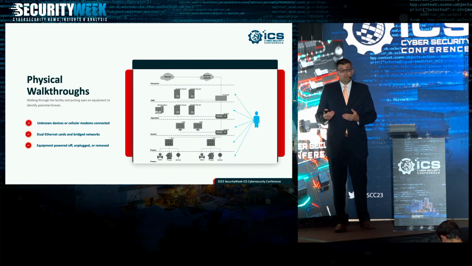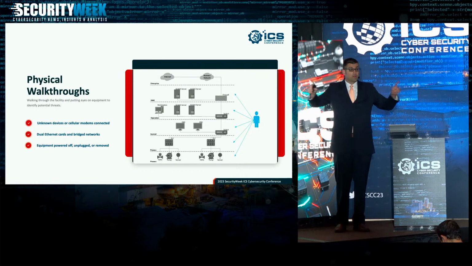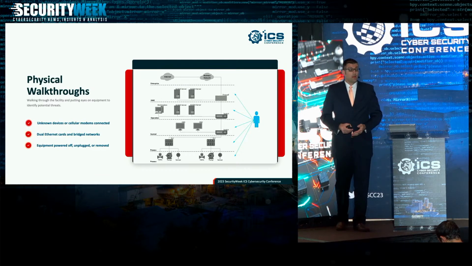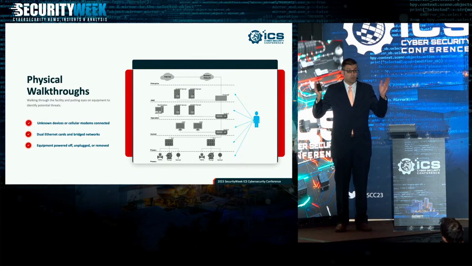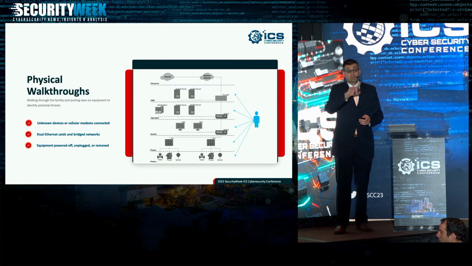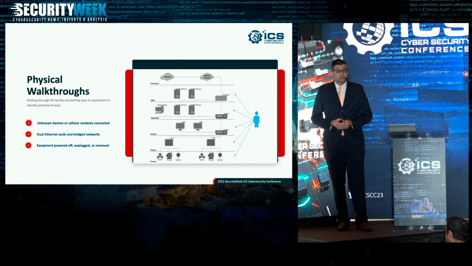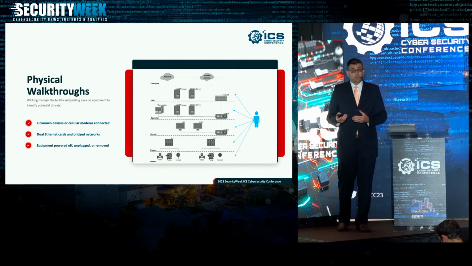Another one that came up was I walked into a control room and I saw an operator workstation sitting there with 2 Ethernet cables, one running in each direction. What we found out is they had actually put 2 network cards in the workstation and bridged the IT and the OT network with that workstation, allowing traffic to actually bypass the firewall. So we had to fix that. But all these things we're finding with physical walkthroughs.